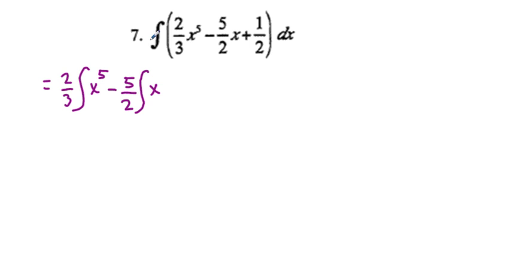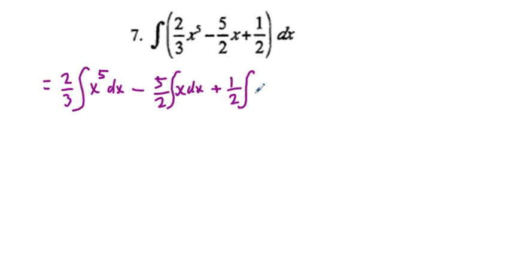x, and I forgot something here. Let's not forget that dx times all that. Minus 5/2 x dx, x to the first power, plus 1/2 integral dx.